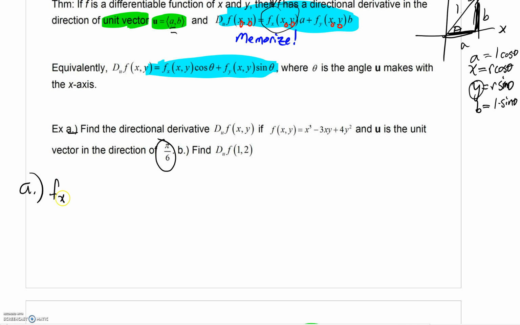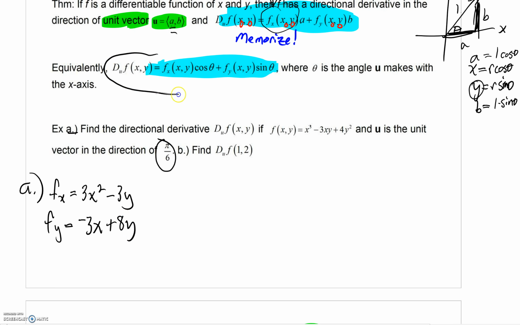When we do that, I hope you'd quickly agree it's 3x squared minus 3y. And of course, the derivative of 4y squared is just going to be 0. The derivative with respect to y, well, the x cubed is a constant. It goes away. Negative 3xy with respect to y is negative 3x. And then we'd have plus 8y.